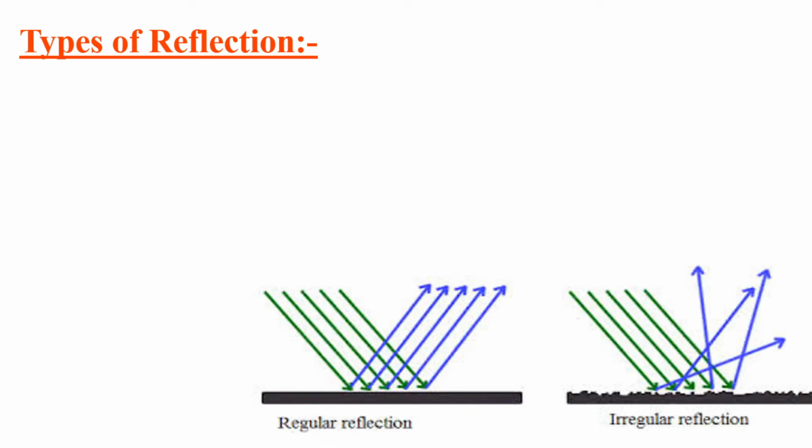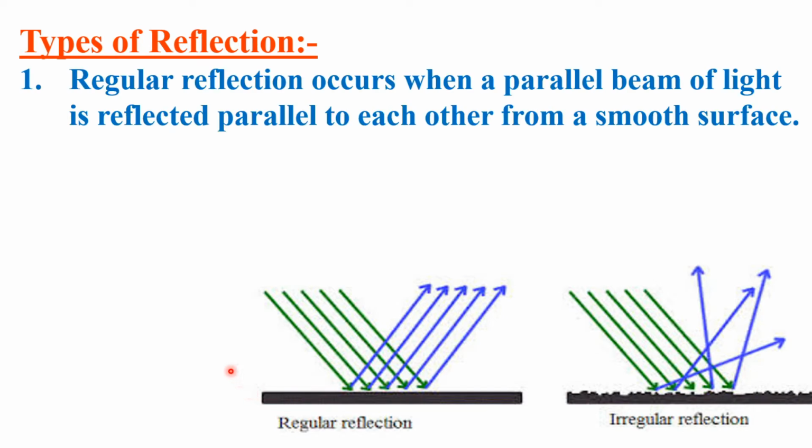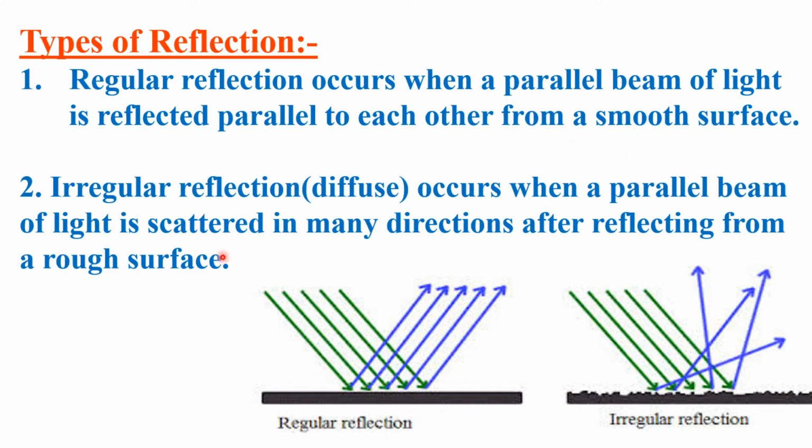Next, let us see the types of reflection. There are two types of reflection: regular reflection and irregular reflection. Let us see the definitions. Regular reflection occurs when a parallel beam of light is reflected parallel to each other from a smooth surface. Irregular reflection, or diffuse reflection, occurs when a parallel beam of light is scattered in many directions after reflecting from a rough surface.